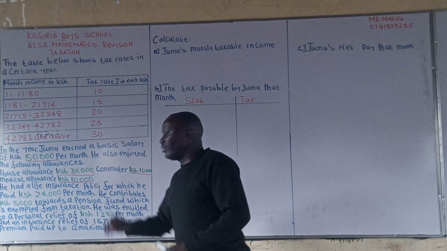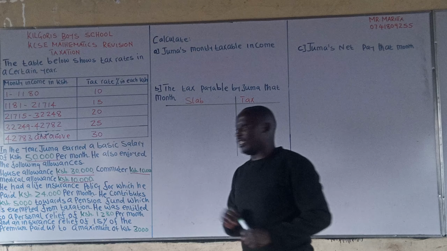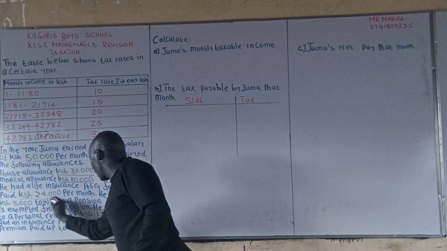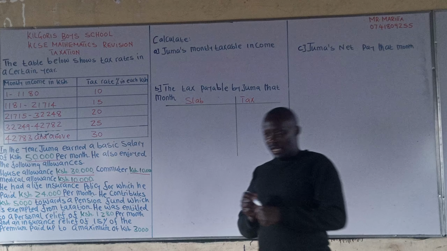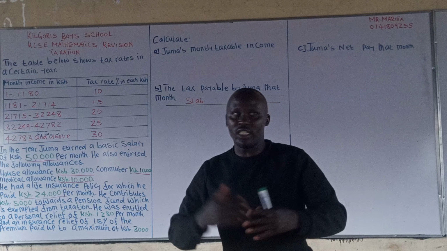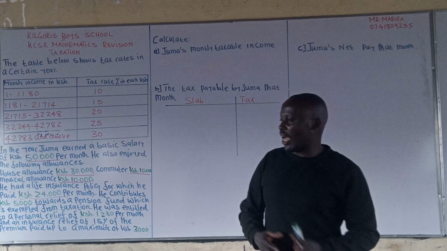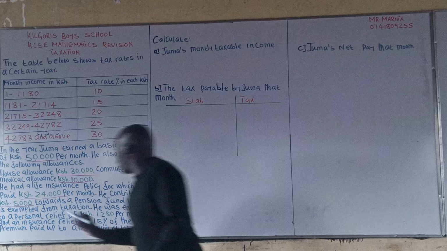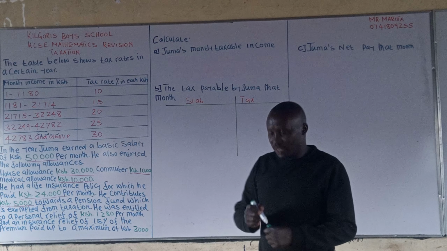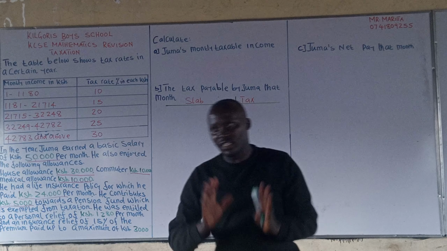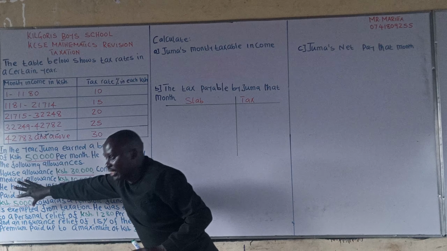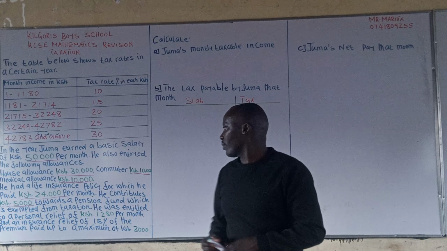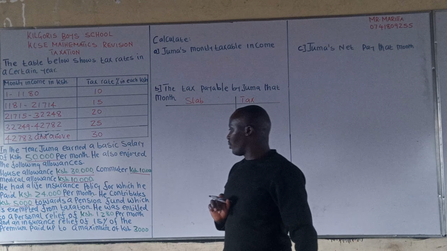Then he had a life insurance policy for which he paid Kenya shillings 24,000 per month. He also contributes Kenya shillings 5,000 towards a pension fund which is exempted from taxation. Exempted from taxation means that this 5,000 Kenya shillings which he contributes towards the pension fund is not taxed. This money is a deduction.